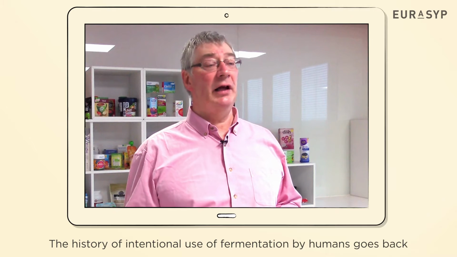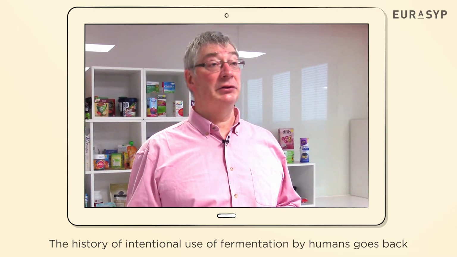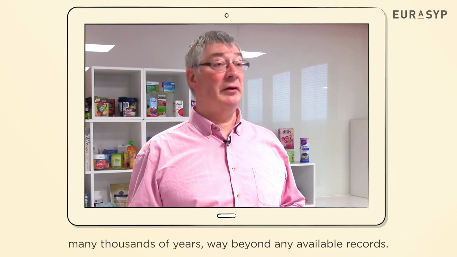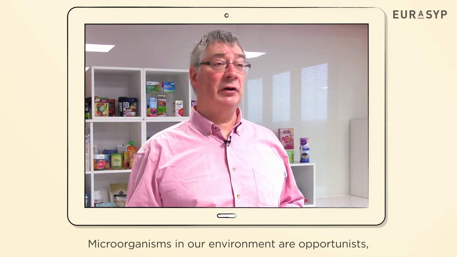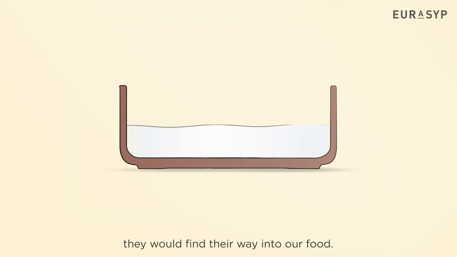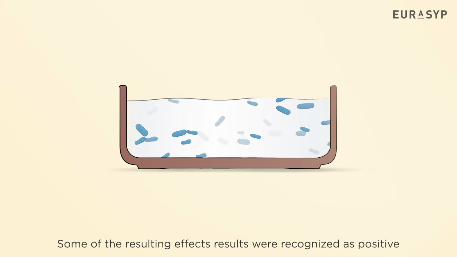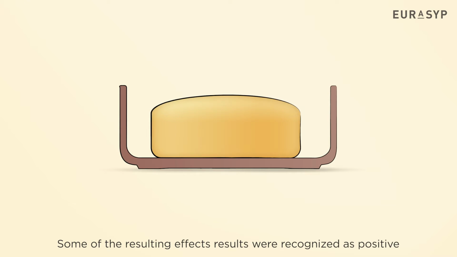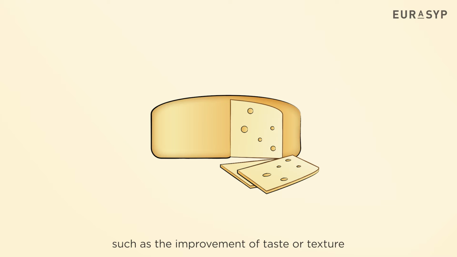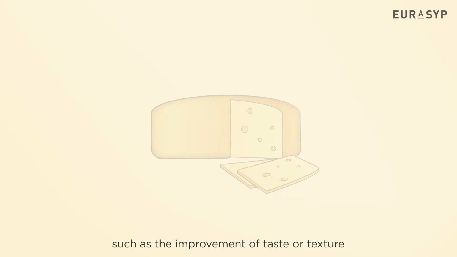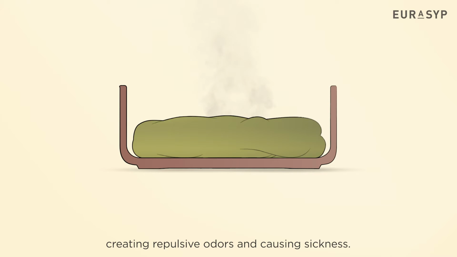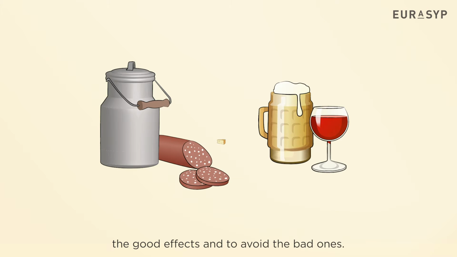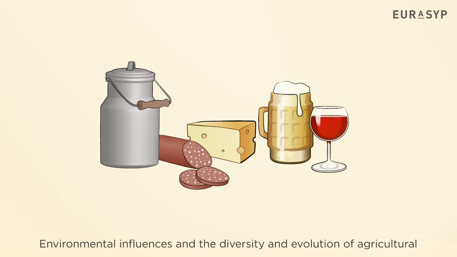The history of the intentional use of fermentations by humans goes back many thousands of years, way beyond any available records. The microorganisms in our environment are opportunists. They would find their way into our food. Some of the resulting effects would be recognized as positive, such as improvement in the taste or the texture, and some would be negative, creating repulsive odors and causing sickness. Over thousands of years, we've learned to harness the good effects and avoid the bad ones.